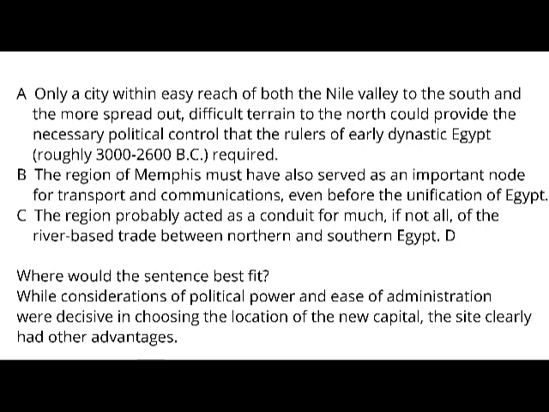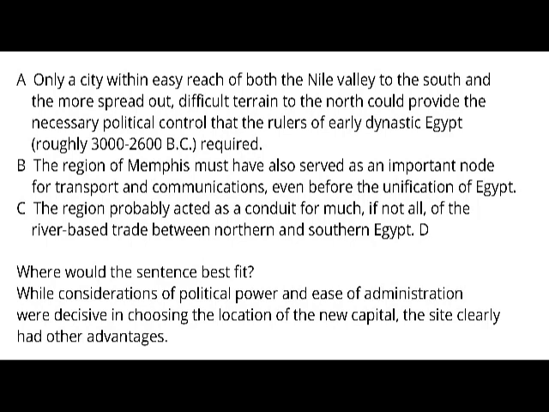While considerations of political power and ease of administration were decisive in choosing the location of the new capital, the site clearly had other advantages. The target sentence has "other advantages" as clue words. So the sentence following the target sentence must be talking about advantages other than the ones already mentioned. What are the already mentioned advantages? Luckily, we can find the answers since the target sentence includes the information: political and administrative advantages. So the target sentence should come after a sentence that talks about political advantage.